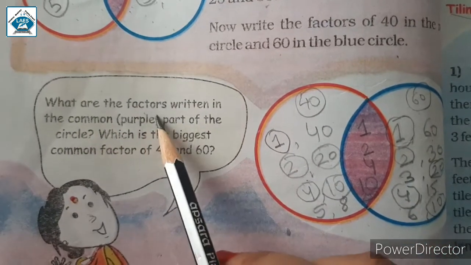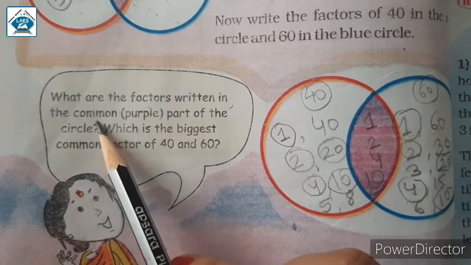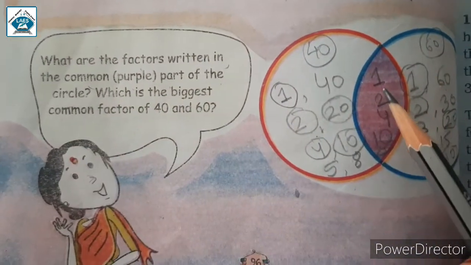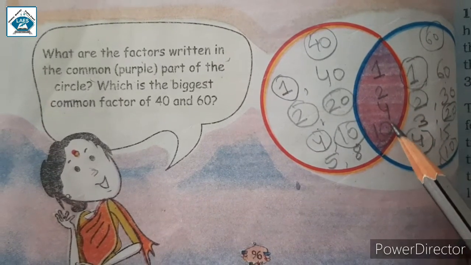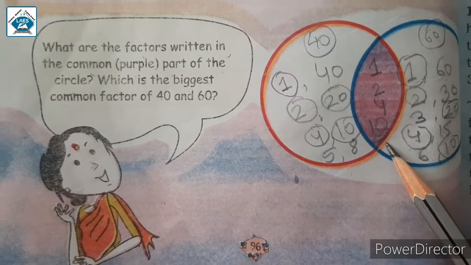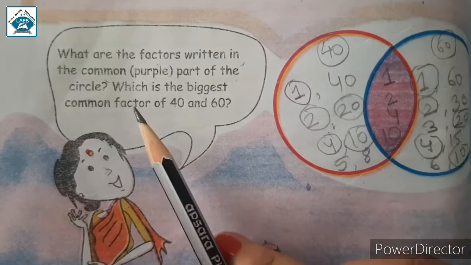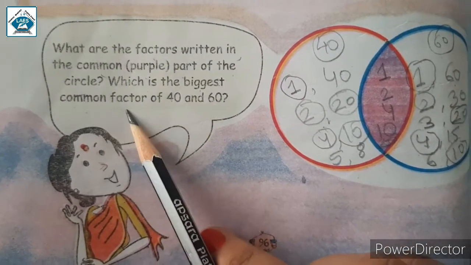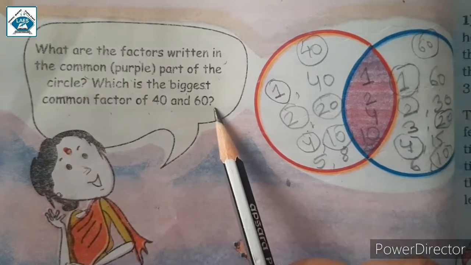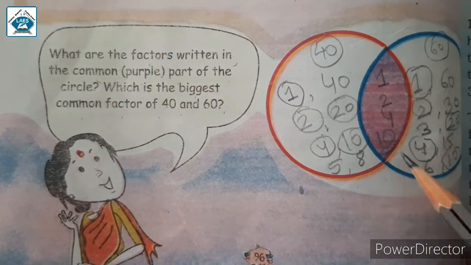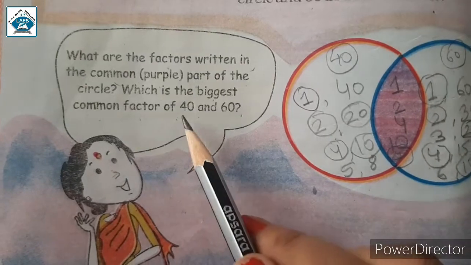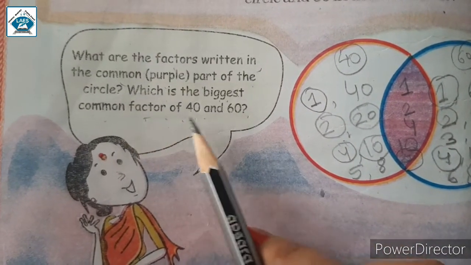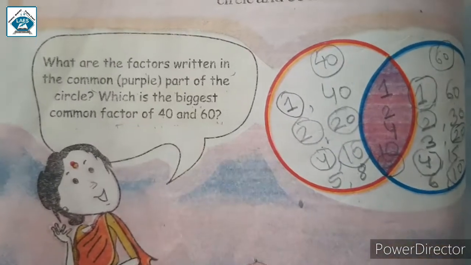What are the factors written in the common purple part of the circle? 1, 2, 4, 10 and 20. Okay. Next, which is the biggest common factor of 40 and 60? The biggest number is 20. 20 is the biggest common factor of 40 and 60.